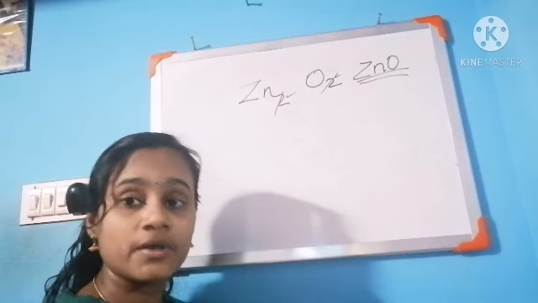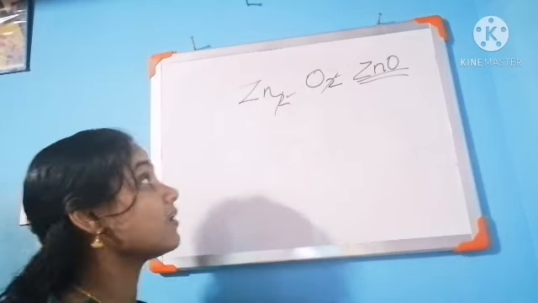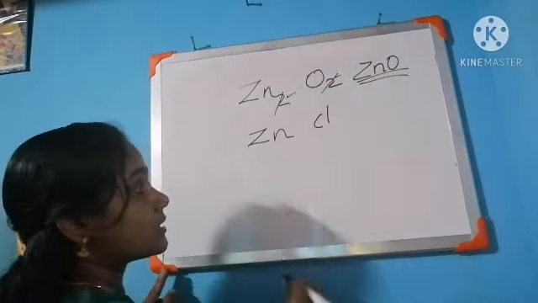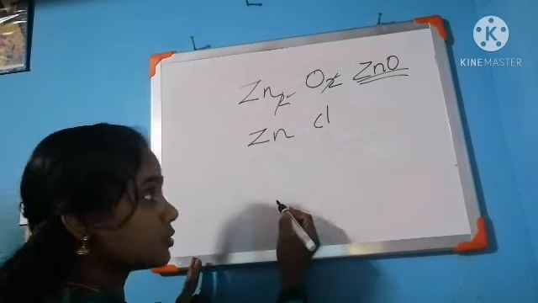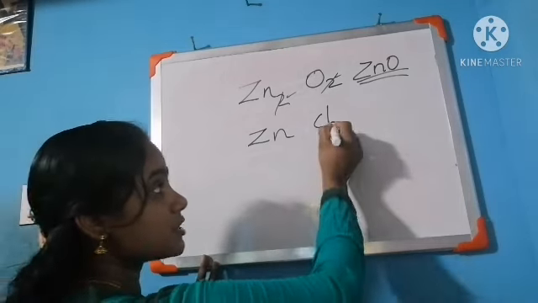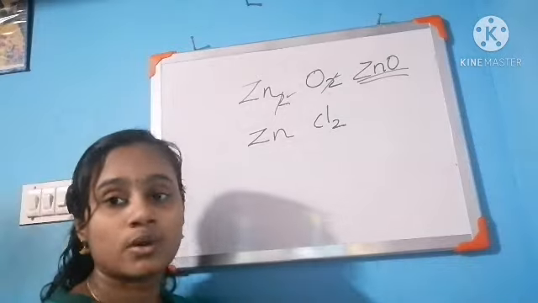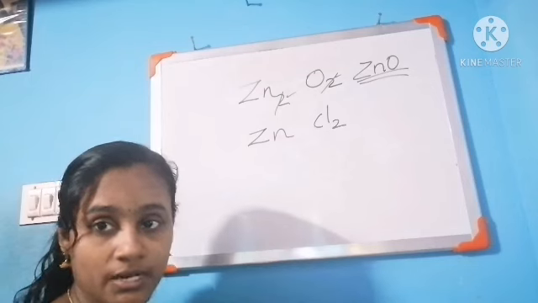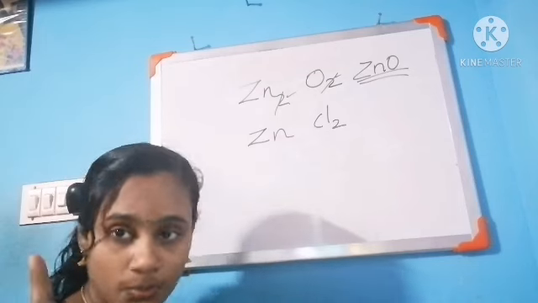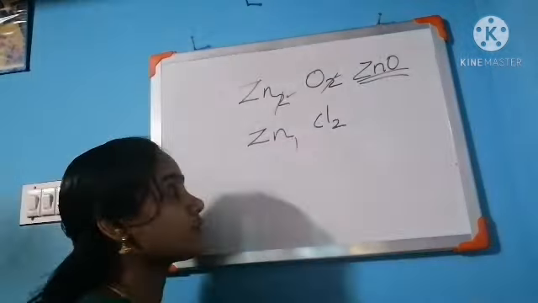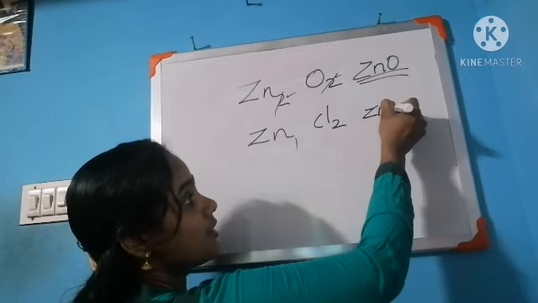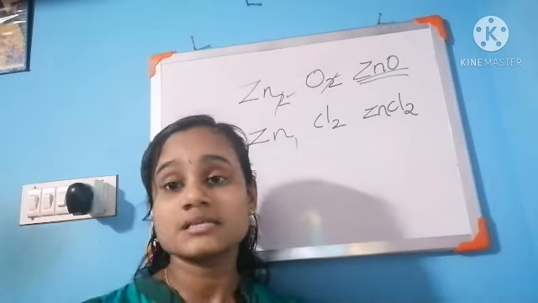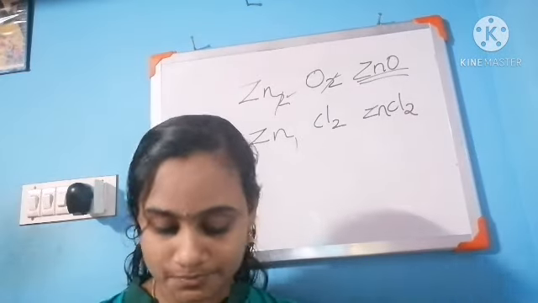So what is the formula of zinc chloride? Zinc is Zn. Chloride is chlorine. Valency of zinc 2, we should write it under the subscript of chlorine. What is the valency of chlorine? 1, we should write it under the subscript of zinc. So the formula of zinc chloride is ZnCl2. Is it clear now?